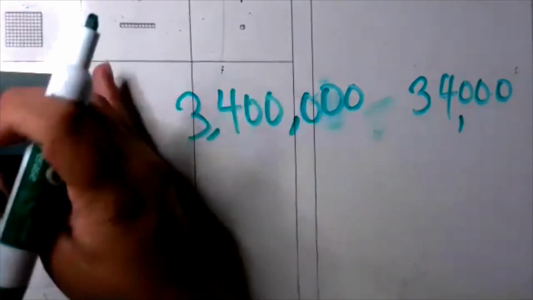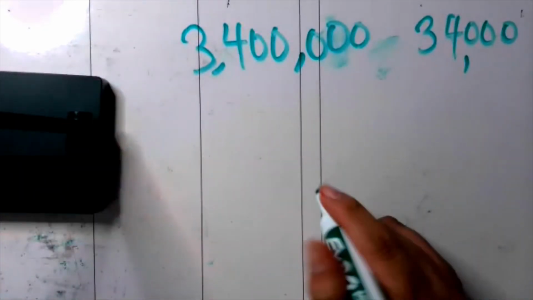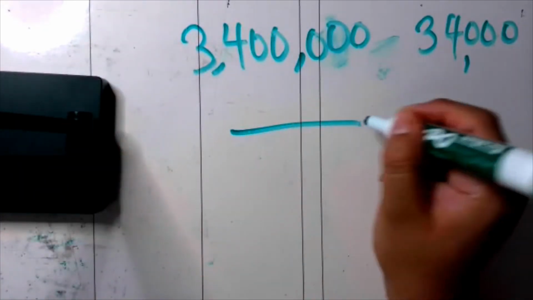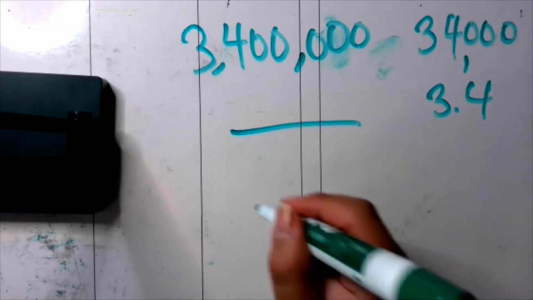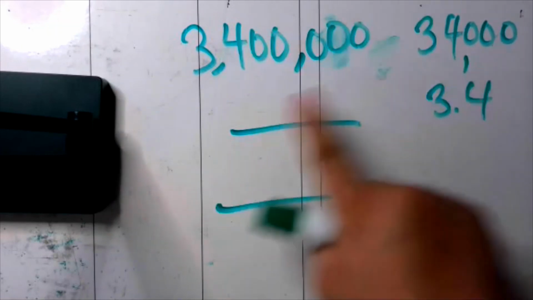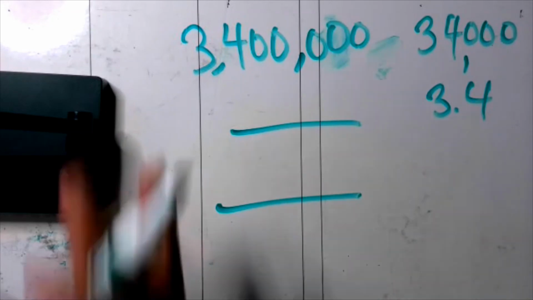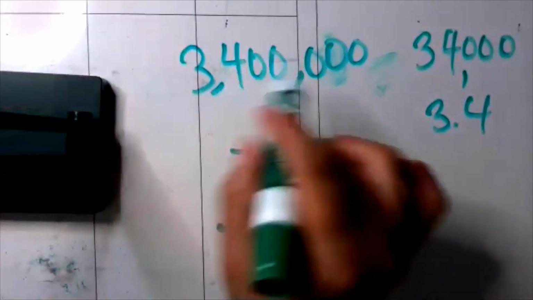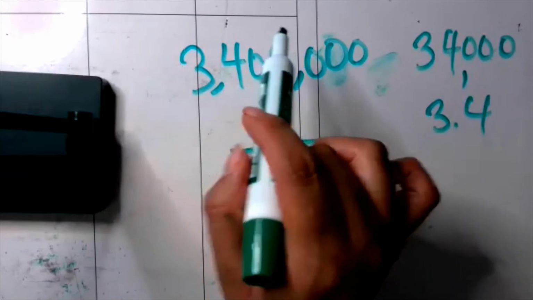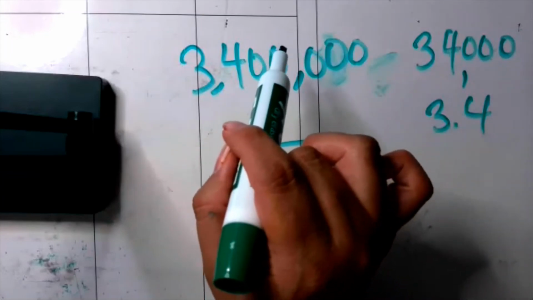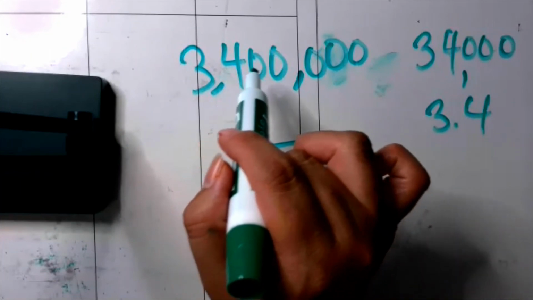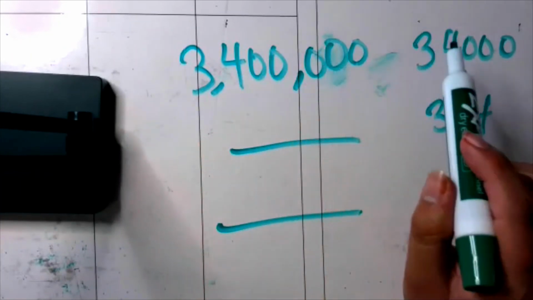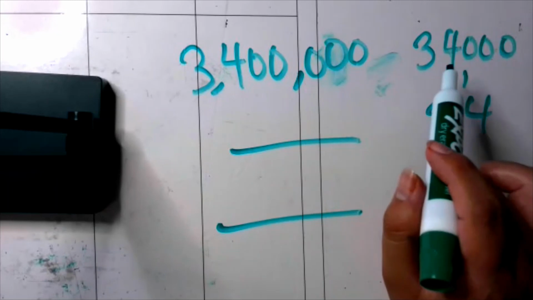34,000, blank, 3.4 and then blank. So it's going to go in this order. All right, so let's take a look at these two numbers. I always want to look at the two numbers that are next to each other to just see what the relationship is. So here we have 3,400,000 and it jumps over to 34,000.